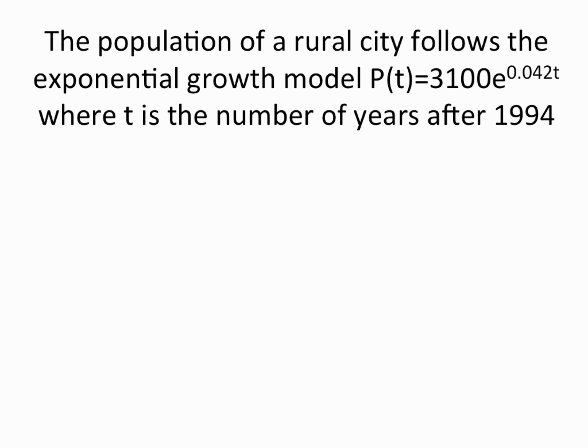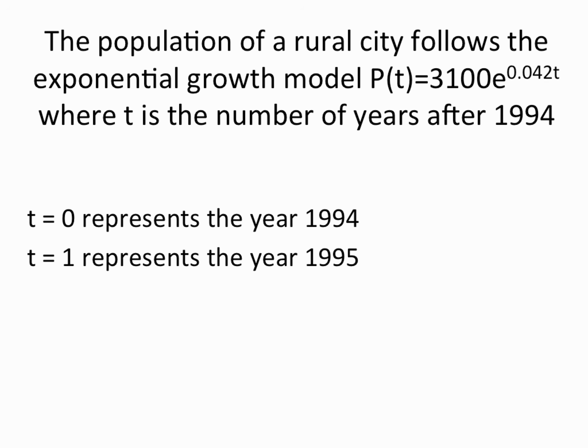I first want to talk about the variable t. If t is the number of years after 1994, that means that t equals 0 would represent the year 1994. And then t equals 1 would represent 1 year after 1994. T equals 2 would represent 2 years after 1994, and so on.